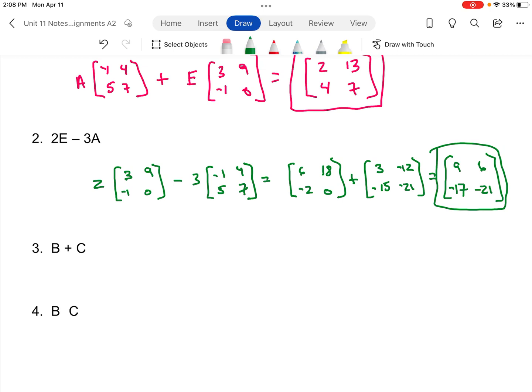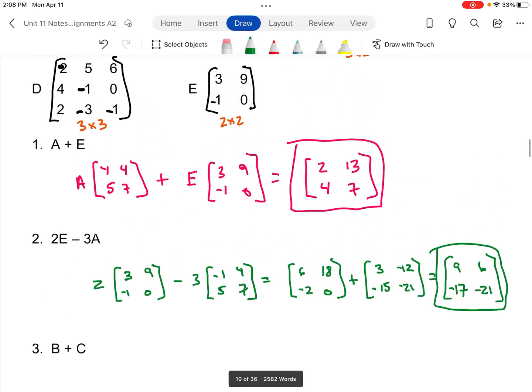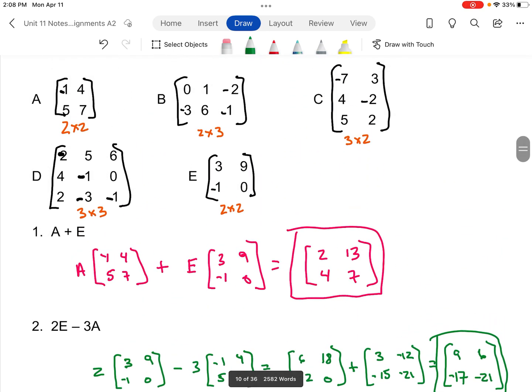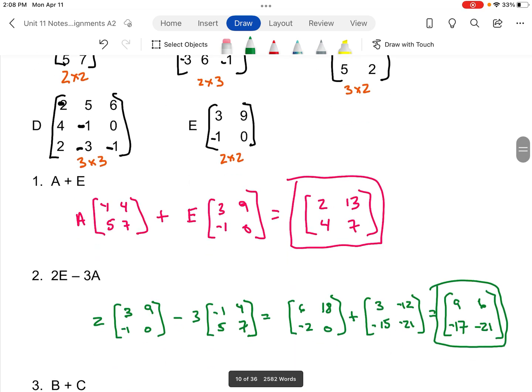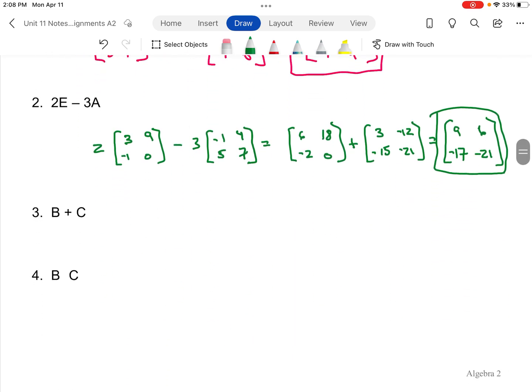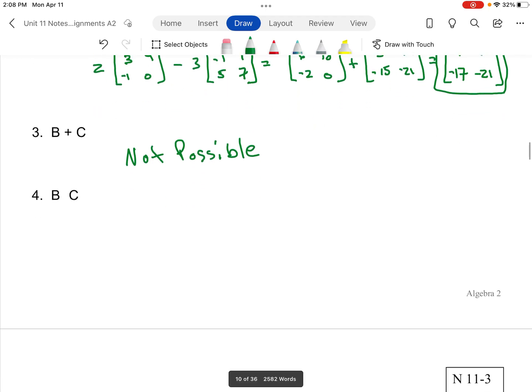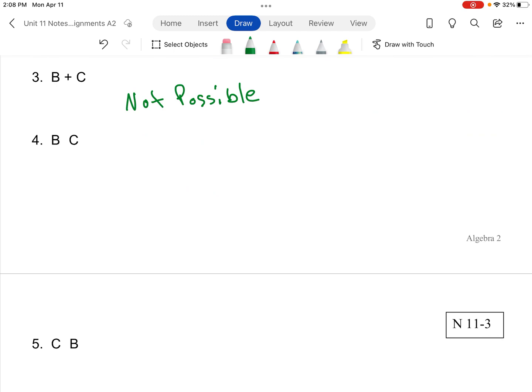Okay. All right. Number 3, B plus C. B is a 2x3 matrix. C is a 3x2 matrix. That means they are different dimensions. They cannot be added. It cannot be added. Not possible.